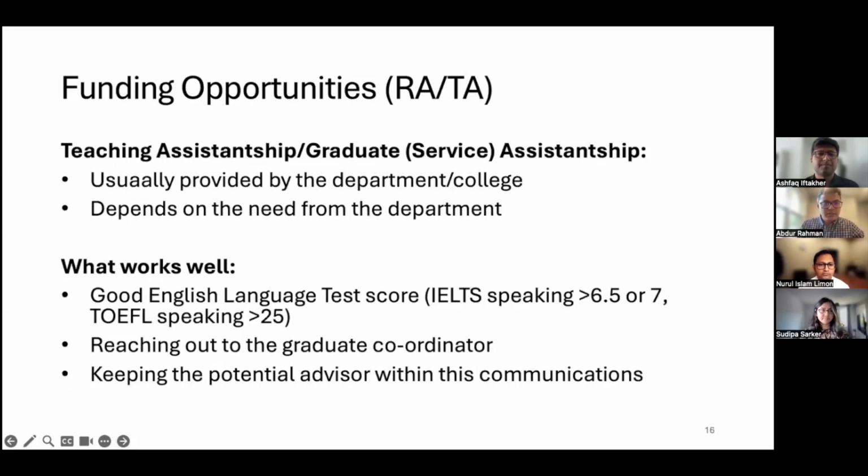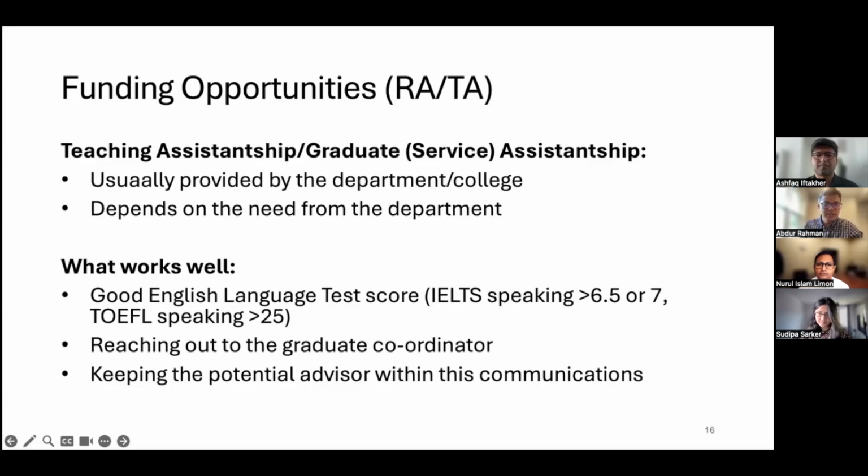So we also wanted to talk about the teaching assistantship, although we have covered a lot. It is usually provided by the department of the college, and it depends on the need from the department as well. So sometimes the department already might have sufficient TAs that they are offering to the current students, so they might not offer to the new students. And sometimes we may have opportunities to grab that.